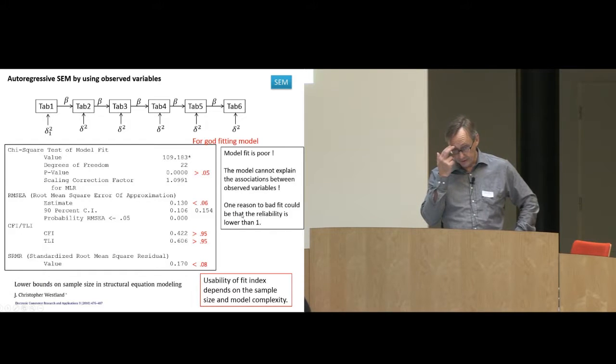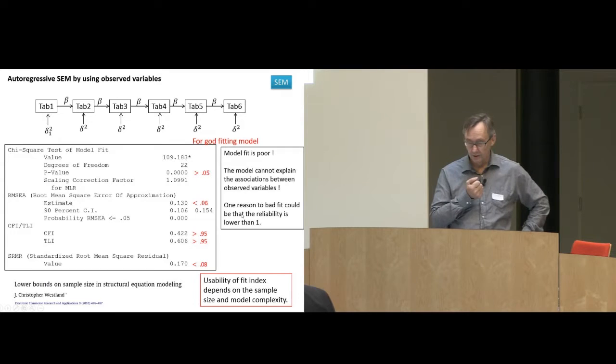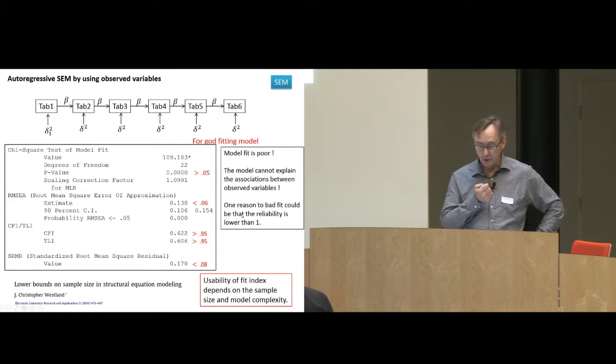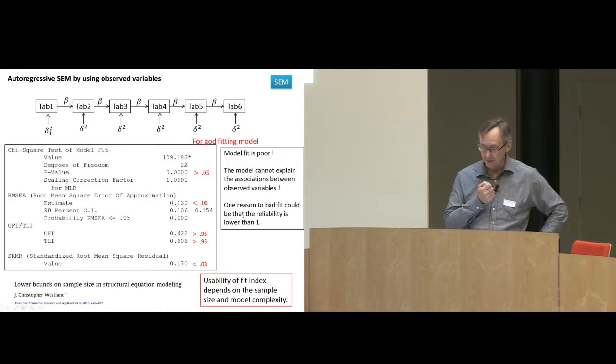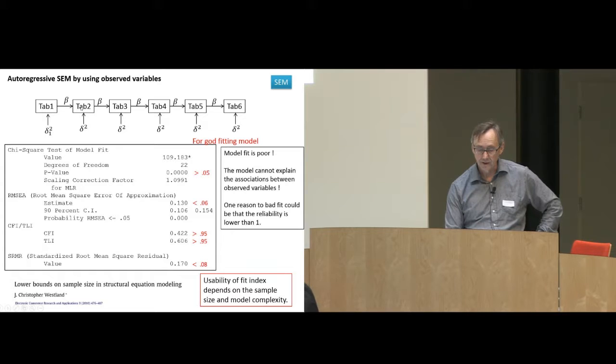When I do this structural equation modeling, I get model fits, and now you can see that the model fit is poor. This means that the model cannot explain the associations between observed variables. But one reason in this model could be that the reliability is lower than 1. You have residual or error variances, error variation inside this variable.